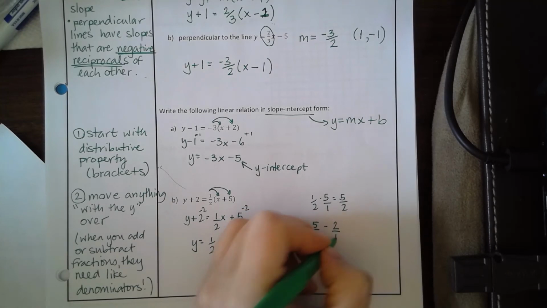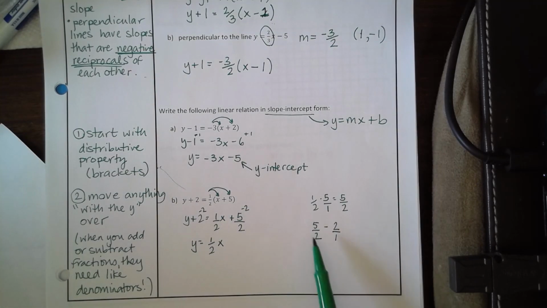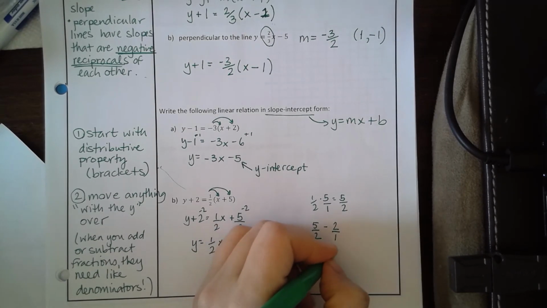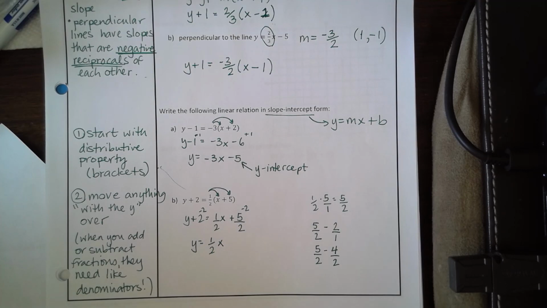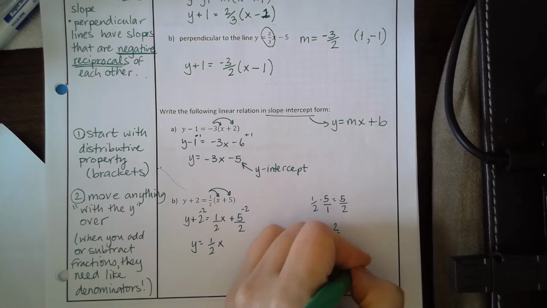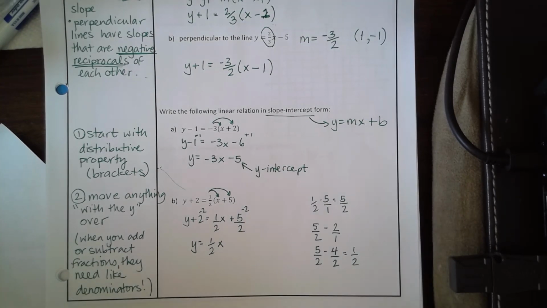Notice 5 halves and 2 over 1 don't have the same denominator, so we're going to rewrite this as a fraction that has the same value. That 2 over 1 is the same as 4 over 2. Now we can just subtract: 5 halves take away 4 halves equals 1/2. If you can do that in your head, I strongly encourage you. You've been working on that particular skill for years. There's no need to show your work.